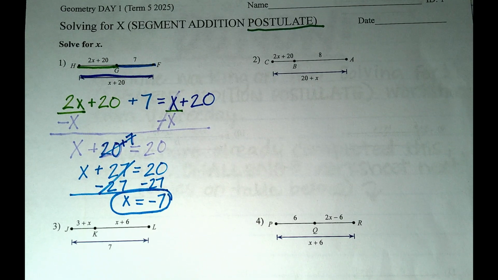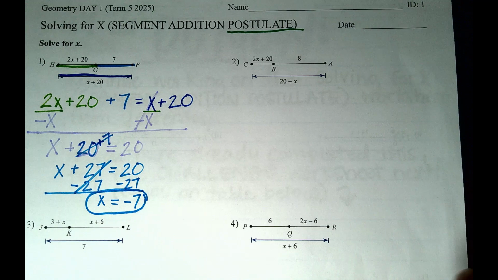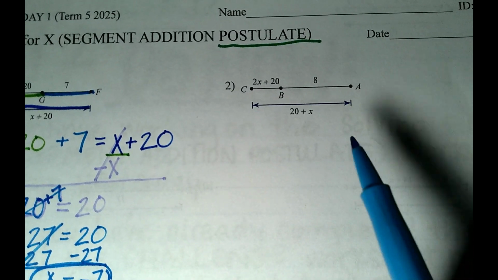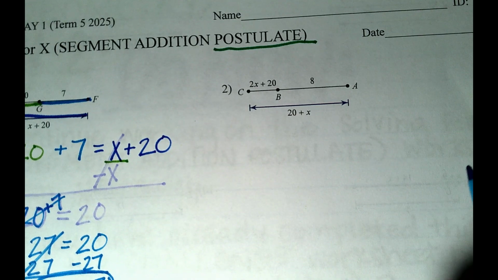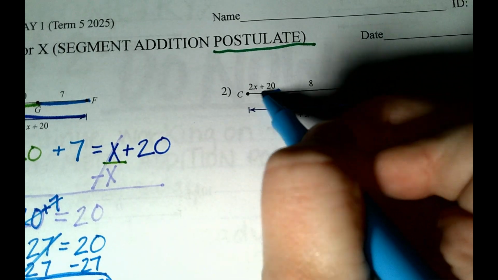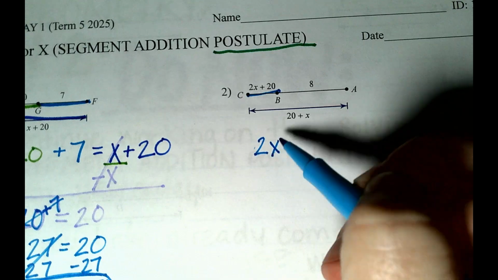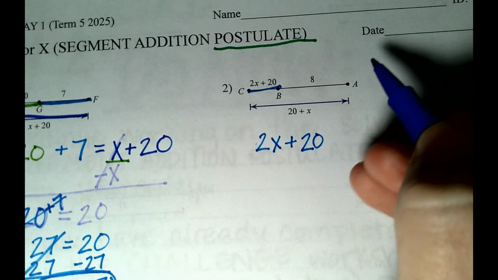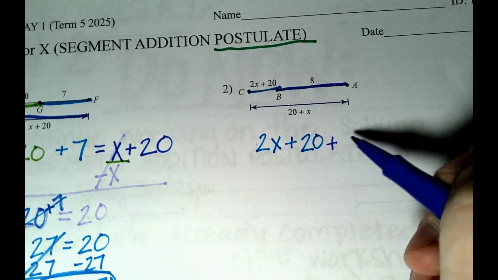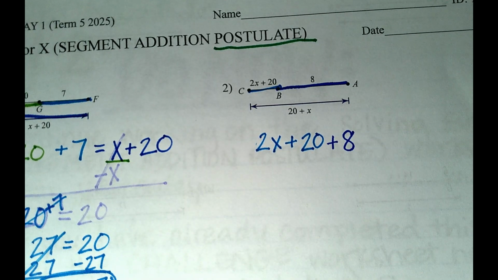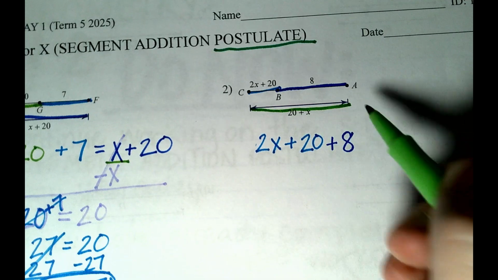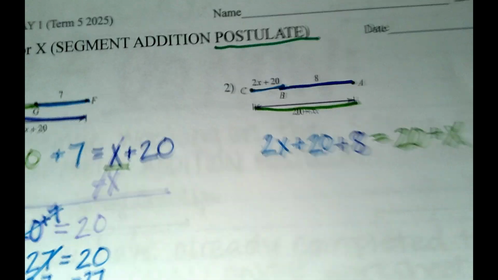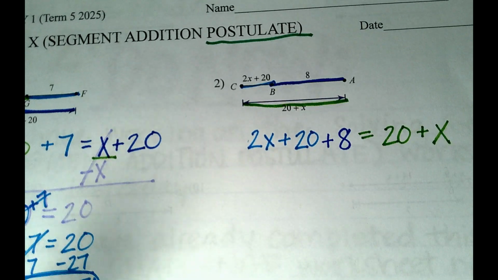So let's go ahead and look at number 2 now. Number 2, who can tell me how to set this equation up? 2x plus 20 plus 8 equals 20 plus x. Perfect. 2x plus 20 plus 8, that's the other part, equals the big length of 20 plus x.